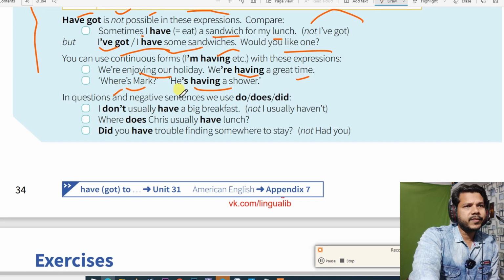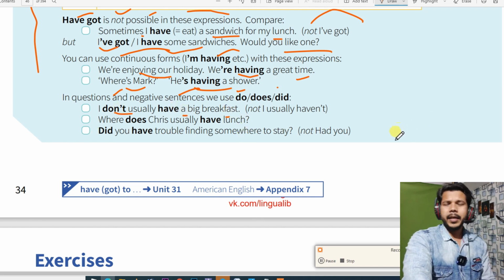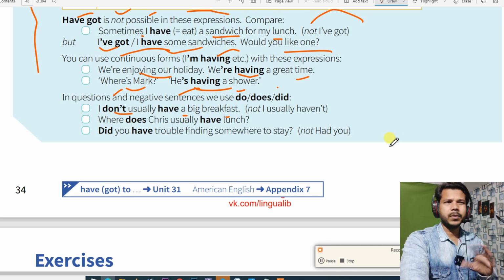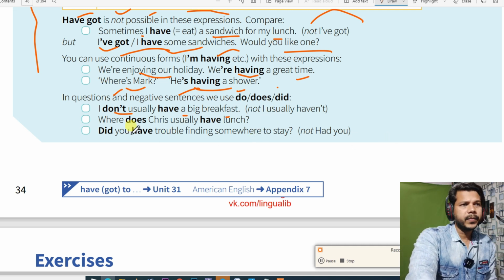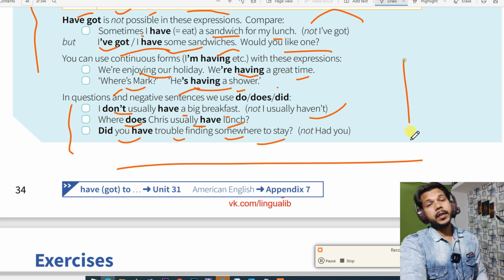In question and negative sentences, we use do, does, did. Like, hey, I don't usually have a big breakfast. If somebody asks you a question, hey, do you have a big breakfast? No, I don't have a big breakfast. You can't say I haven't. You can't say like this. Where does Chris usually have lunch? Did you have trouble finding somewhere to stay? Like this you can use, guys. Got it?